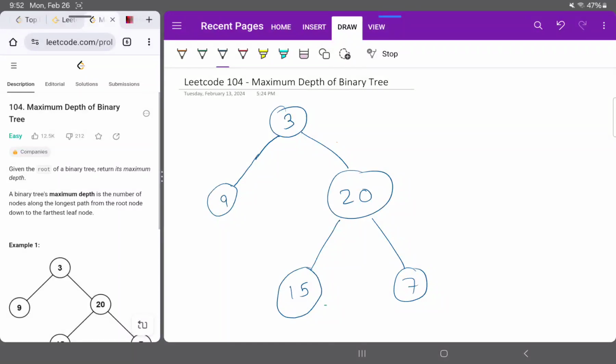Hi guys, my name is Vinay Jain and today we're going to be discussing LeetCode question 104, maximum depth of binary tree. So what is the question?